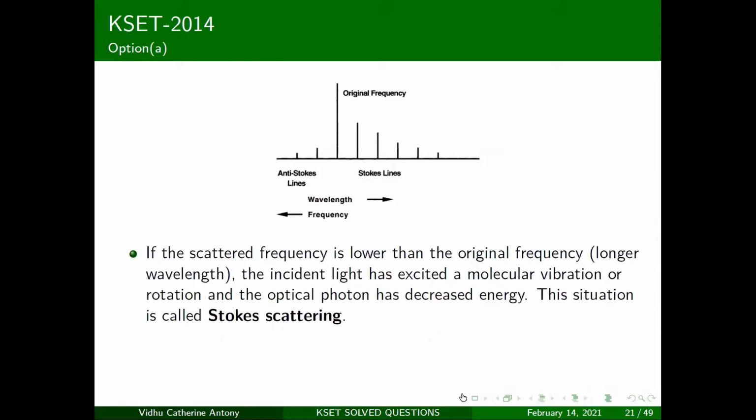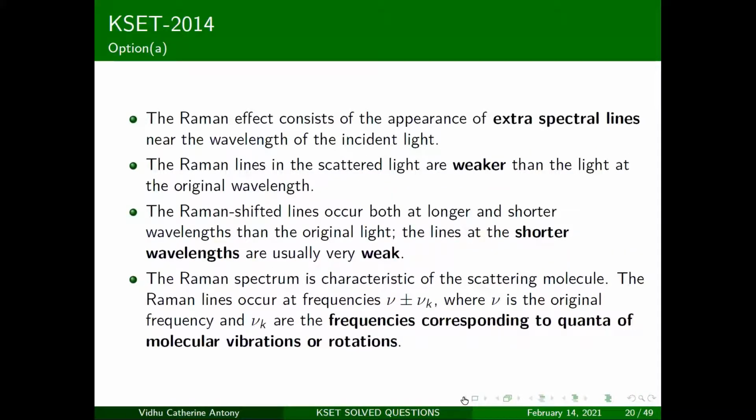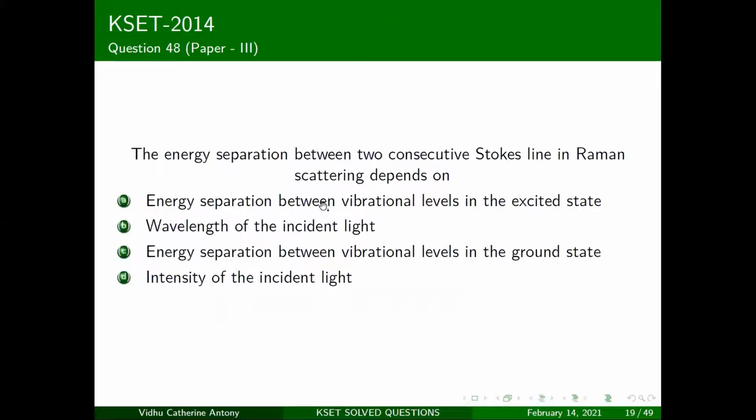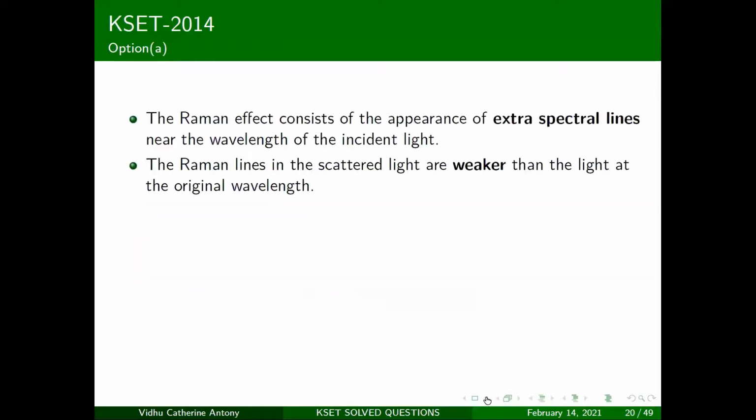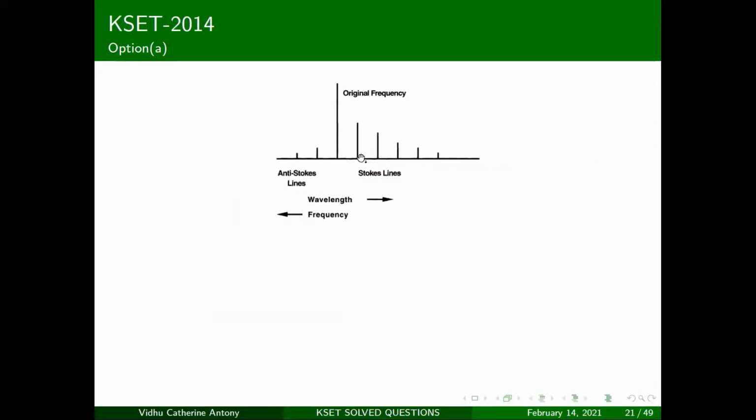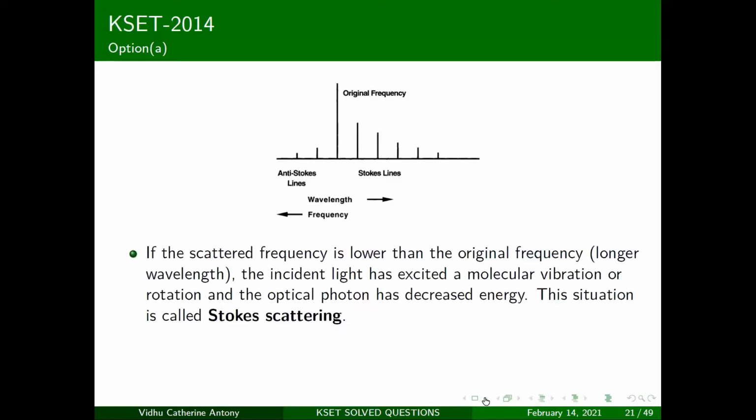Okay, so what is the answer to this question? It's option A, because the energy separation between the vibrational levels in the excited states determines the energy separation between two consecutive Stokes lines in Raman scattering. What you're looking at is these Stokes lines. When you're looking at the separation between them, it has to do with the excited states, the energy difference between the excited states that you have.